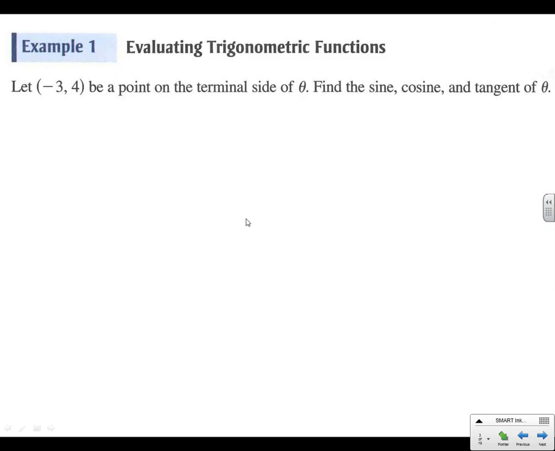All right, let's take a look at an example problem. Let negative 3 comma 4 be a point on the terminal side of theta. What that means is we're going to start in standard position on the x-axis, and we're going to spin until we have some angle, theta, which is the big angle. I know we're in quadrant 2 here because the x is negative but the y is positive, negative 3 comma 4. Our job is to figure out the sine, cosine, and tangent of this.